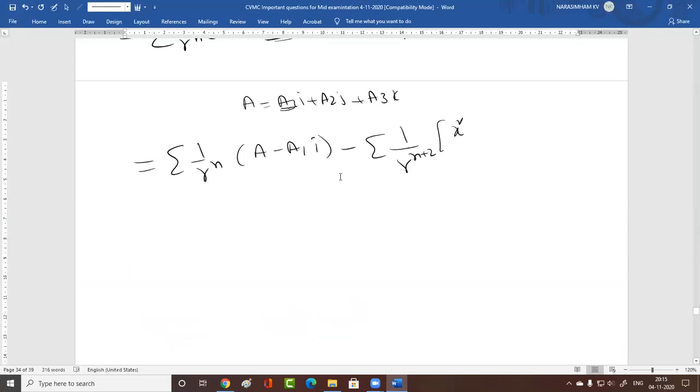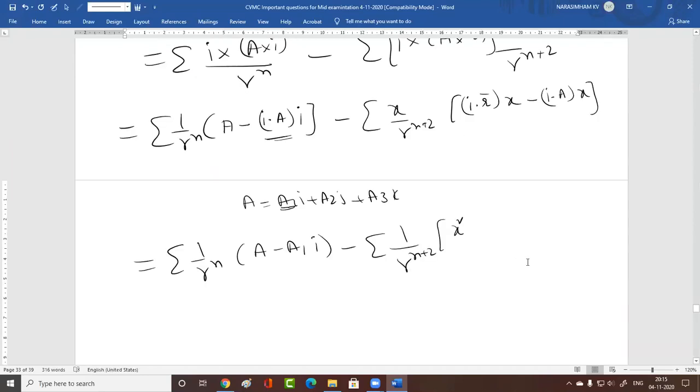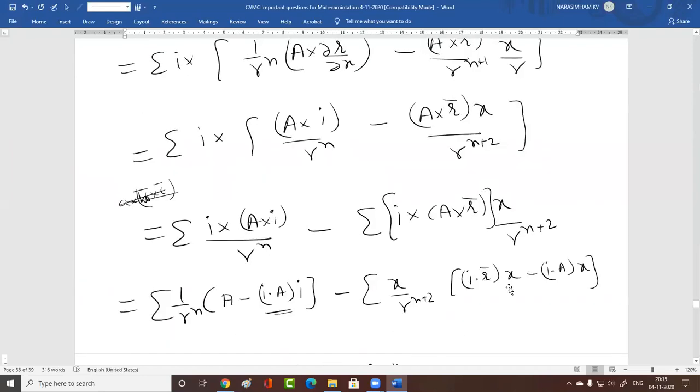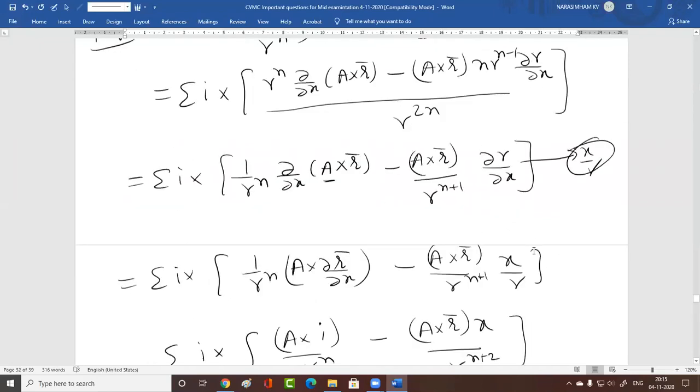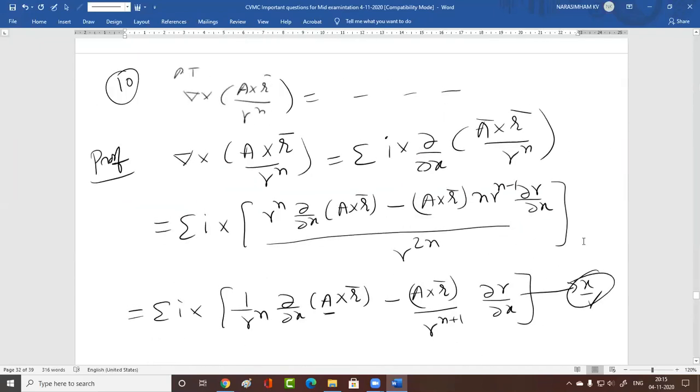Okay, I will check it once again. I will check the condition from the starting onwards. A cross R bar by R power n is dou by dou x of A cross R bar by R power n. Using the U by V rule, R power n into dou by dou x of A cross R bar minus A bar cross R bar into the derivative of r power n, which is n r power n minus 1 into dou r by dou x.